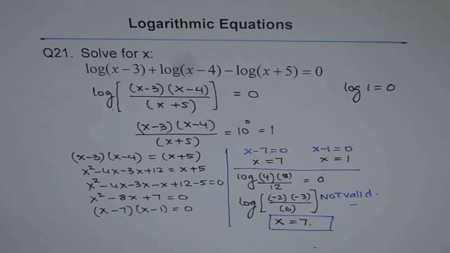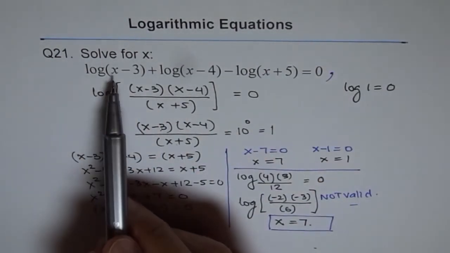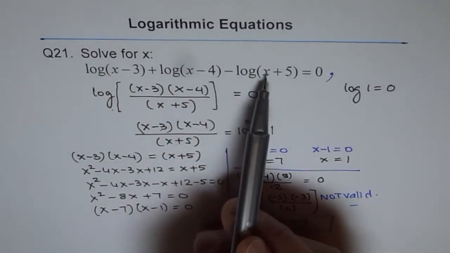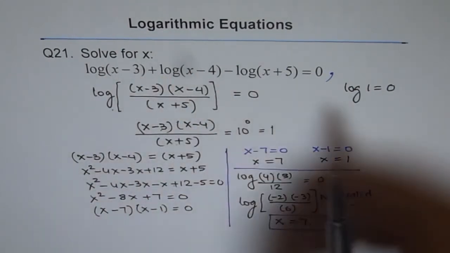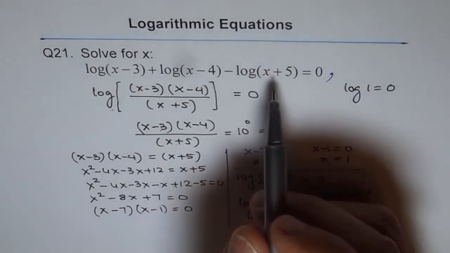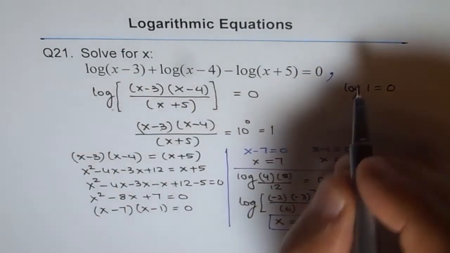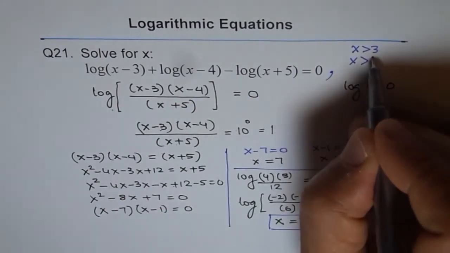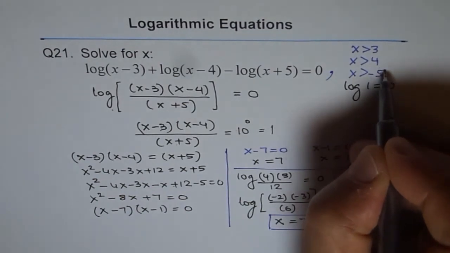Now, for these kinds of questions, we should always check our domain also, right? So let me write down the domain here for the function. When we check this function, it should be greater than 3, and this says greater than 4, and this says greater than minus 5. So let me write all the possible domains which we have: x should be greater than 3, x should be greater than 4, and for this x should be greater than minus 5, correct?